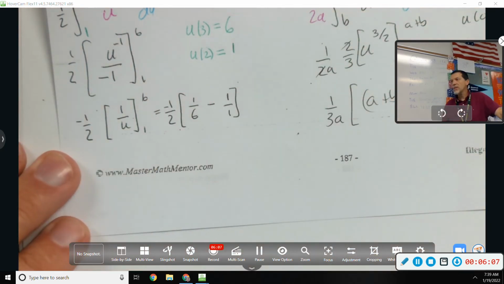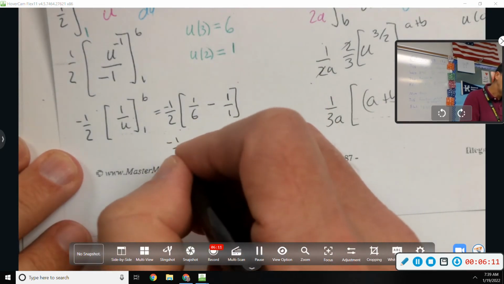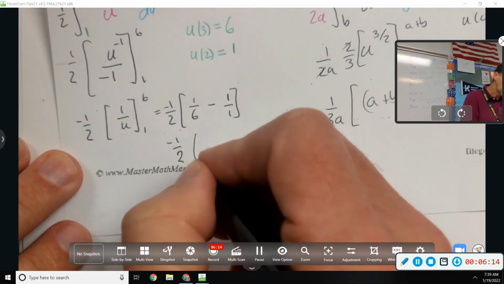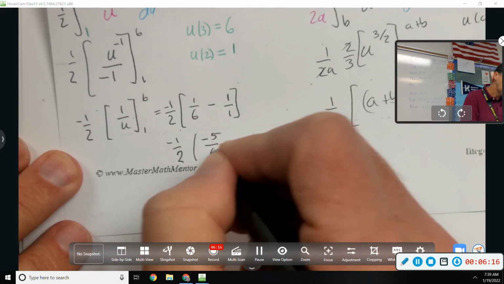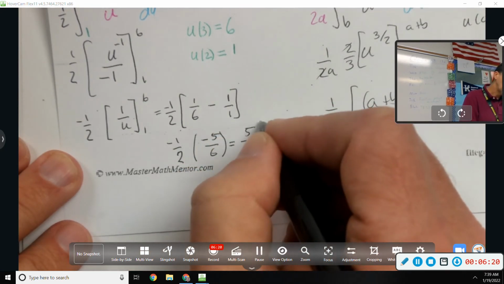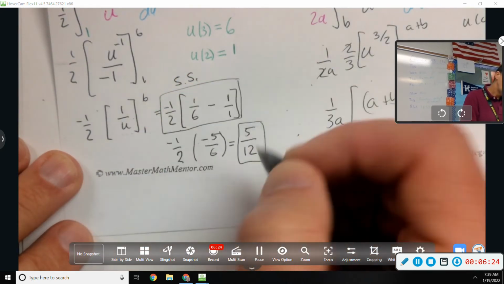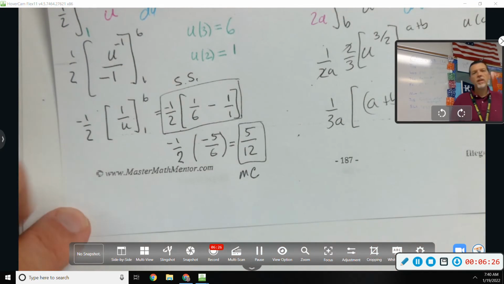Again, safe stop is fine. This one you could mess with a little bit. 1/6 minus 1 is negative 5/6. The negatives cancel and you'd end up with 5/12. Safe stop versus multiple choice.